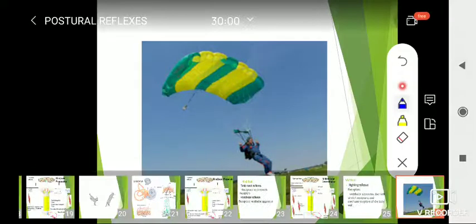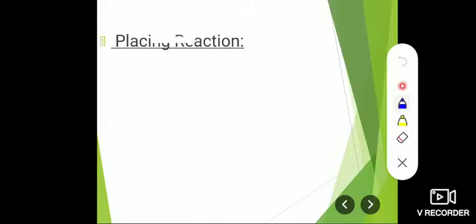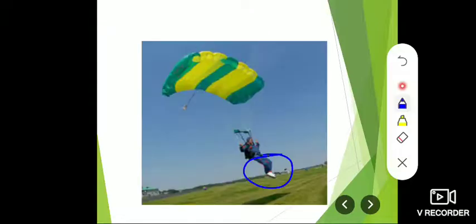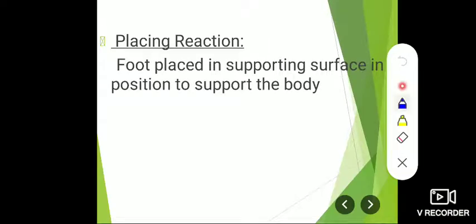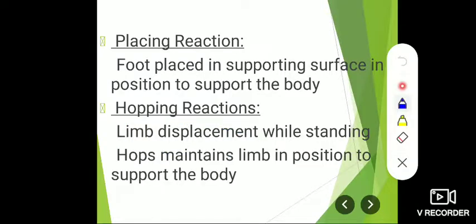Lastly, these two are from the cortex. This is visible especially when a person is coming down with a parachute. This typical posture is called the placing reaction. When you are placed down from a height, classically there is a semi-flexion. Foot is placed on a supporting surface to support the body. The other one is the hopping reaction. If a person is standing and is pushed from one side, he will hop and stand again. The limb is displaced while standing, and hops to maintain the body posture. So it is called the hopping reaction.